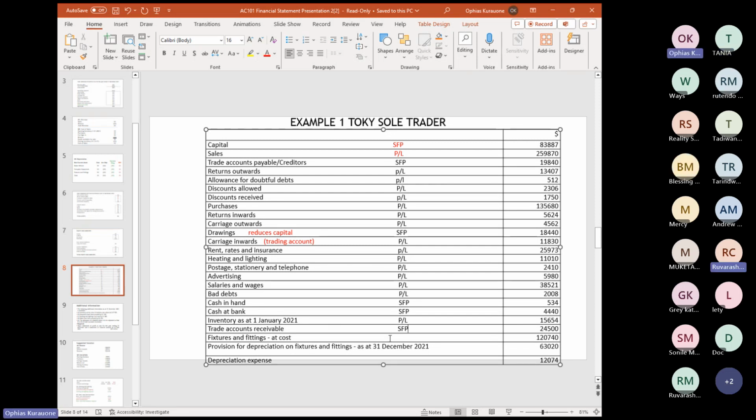Fixtures and fittings: statement of financial position. Depreciation: profit or loss. Then the assets, fixtures and fittings.